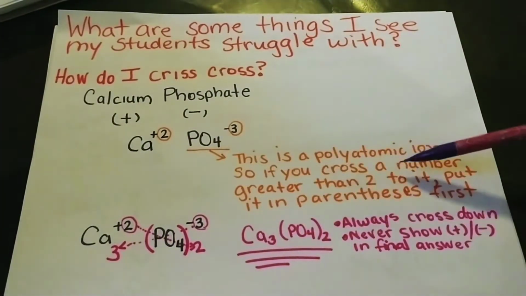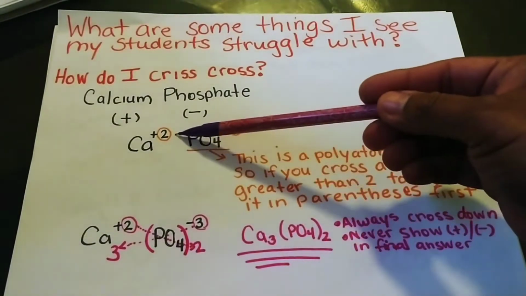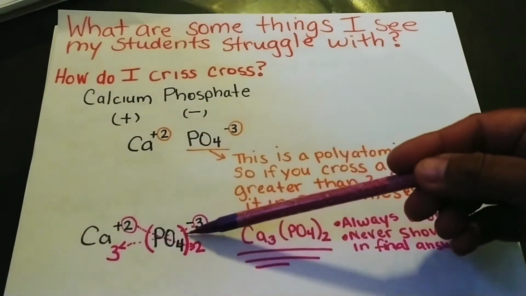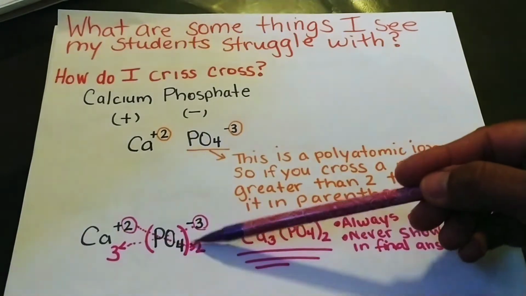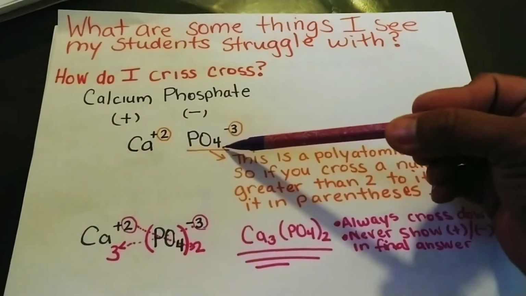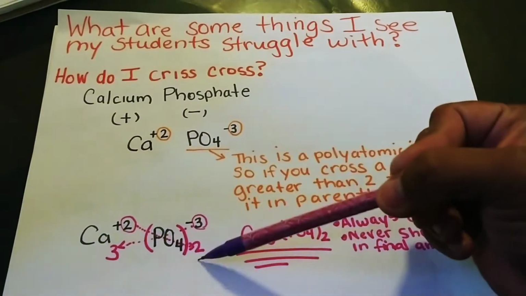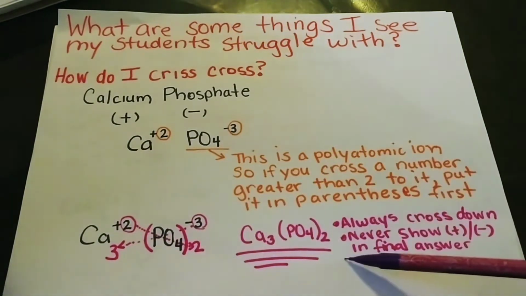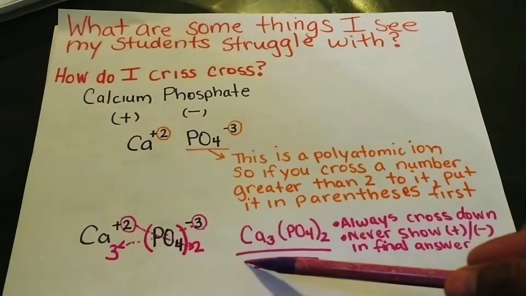So from here, we know this is a polyatomic ion. If you cross any number that's bigger than 1, and in this case it is, you have to put parentheses on it first, just like this. Then the 2 crosses outside of the parentheses. Remember, the 4 is still included in the parentheses. It's just the 3 and 2 that are crossing. The 2 crosses over, the 3 crosses to the calcium, and there you go. You have your new formula for calcium phosphate.